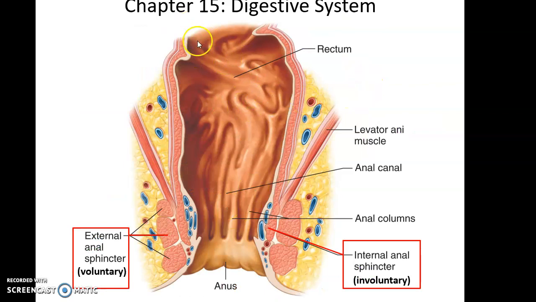Here's a close-up of the rectum and the anal canal. Turns out the anus is composed of two sphincters: an external anal sphincter made of skeletal muscle tissue, which we voluntarily control, and then an internal anal sphincter made up of smooth muscle tissue that we do not control consciously.